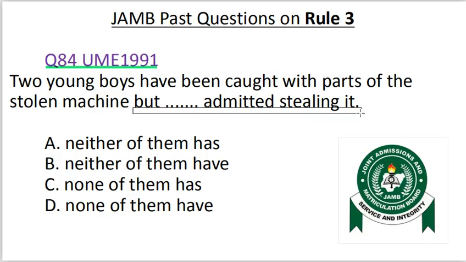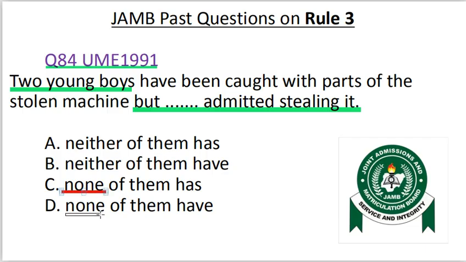Now, look at it very well. We have two young boys, two. When we have two, it is neither of them that can be correct, not none of them. When they are more than two, you can say none of them. But since they are two, it is going to be neither of them. That means option C and D are wrong.